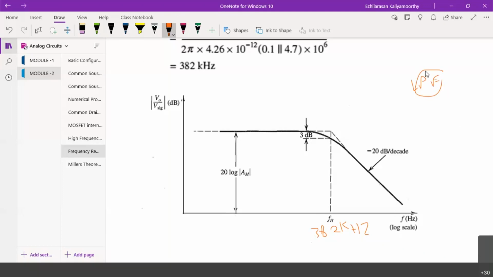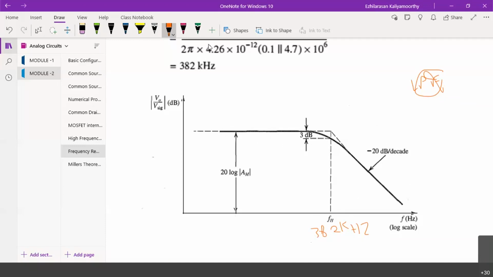Sorry, this needs to say kilohertz. So it is low pass. Up to here it will allow, so it's constant up to here. Only here it's varying. Up to here it is constant. That means it will allow only this type of frequencies, and it will reject this.